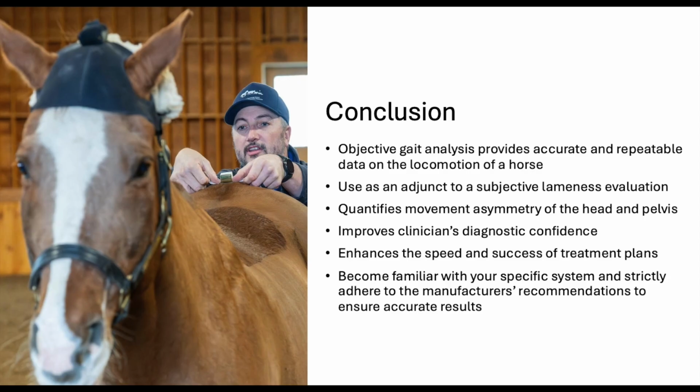In conclusion, objective gait analysis provides accurate and repeatable data on the locomotion of a horse. This is an adjunct to a subjective lameness evaluation and can assist the veterinary practitioner in diagnosis and management of the lameness, especially in cases with mild lameness. By quantifying movement asymmetry of the head and pelvis, the clinician's diagnostic confidence can be improved, allowing for better communication with owners and ultimately enhancing the speed and success of treatment plans for equine patients.